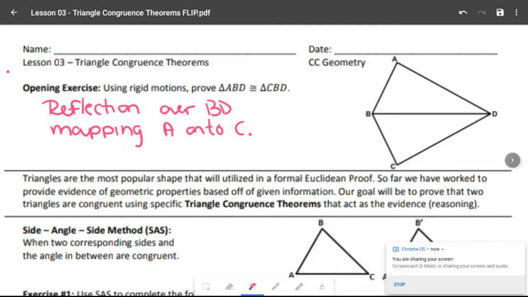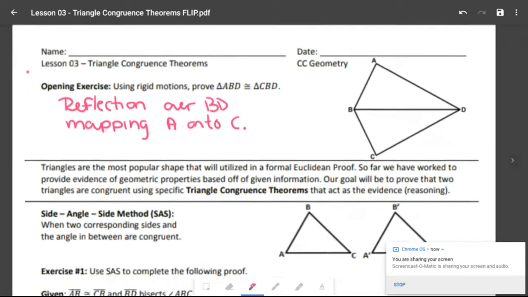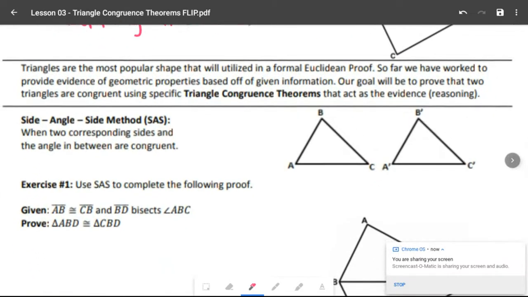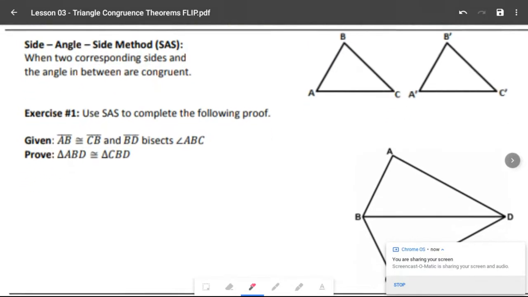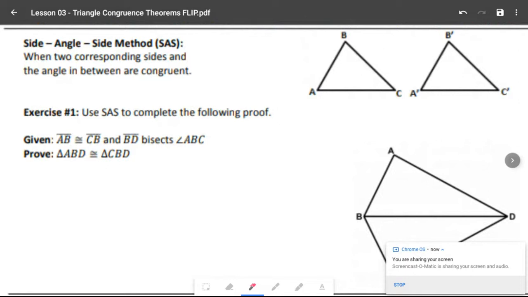Because it would become really tedious to have to prove 6 sides, 6 angles every time, we're going to use some triangle congruence theorems that help us eliminate doing every single side and every angle every time we want to justify that they're congruent. The first method we're going to look at is the side angle side method.